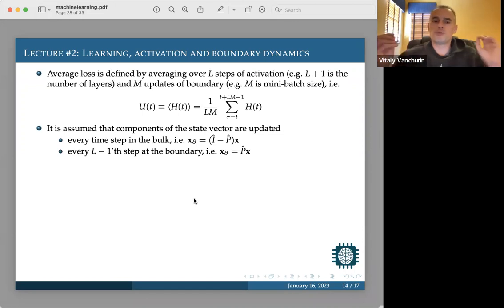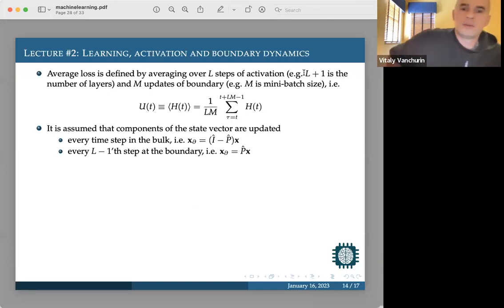Okay, so that's a general setup. Now we come to the point of saying, all right, what is it that we want our learning system to do? How will we evaluate whether the neural network is good or bad? What is the parameter that will tell you about this? One parameter is the average loss that is usually used. And here, as I said, I'm thinking about an L plus 1 layered network.